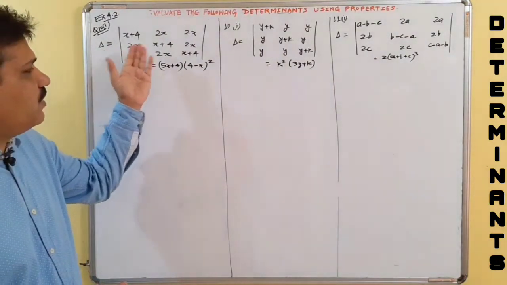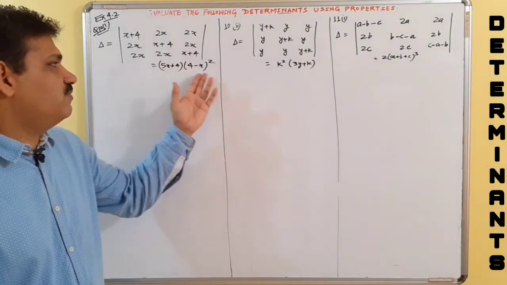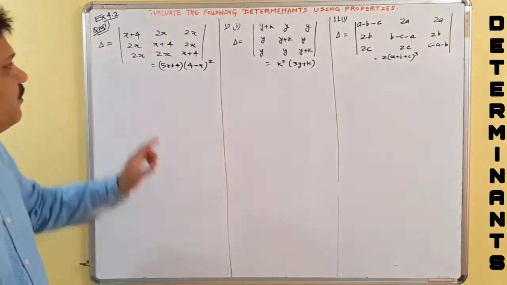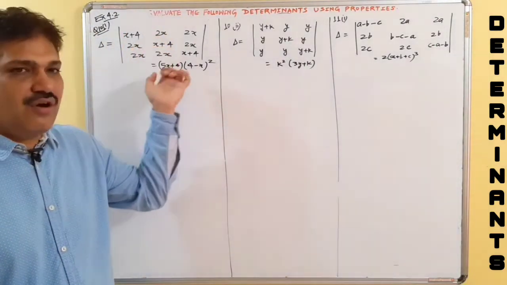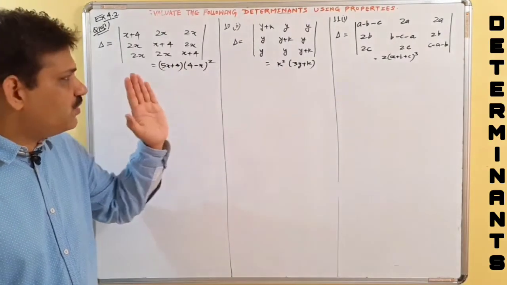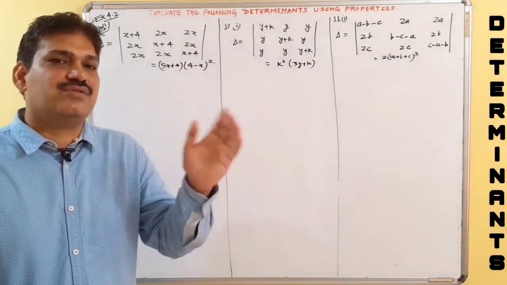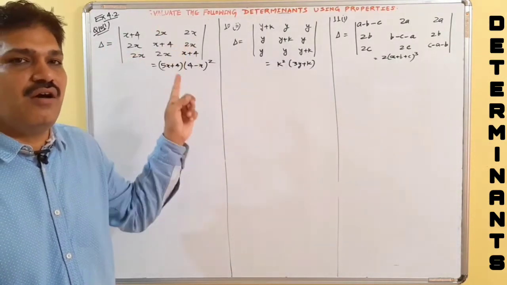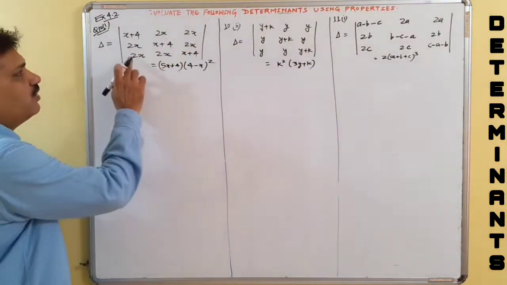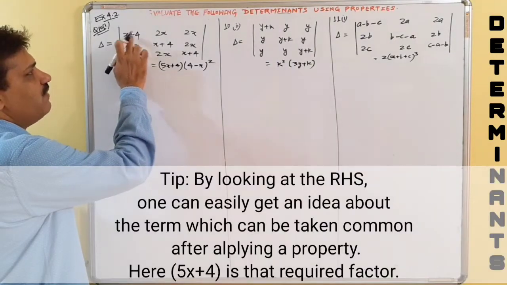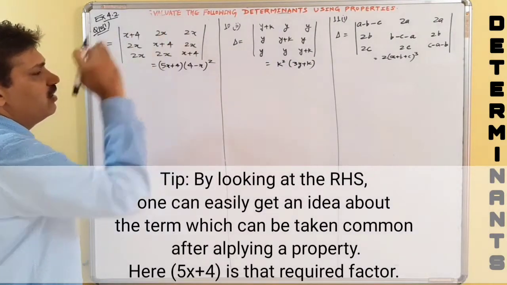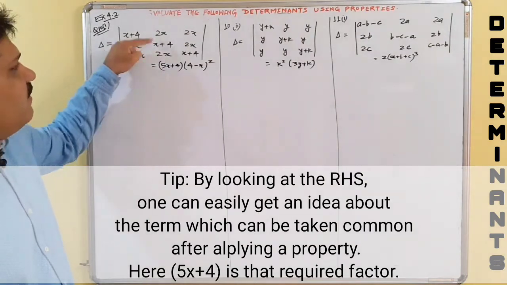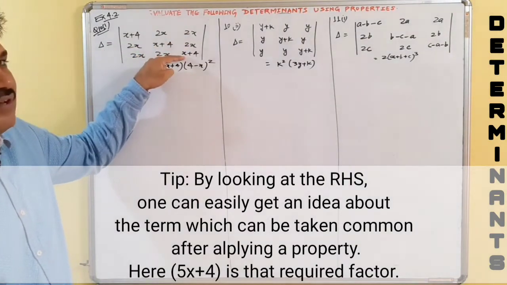We are using properties of determinant, we are to prove that this determinant is equal to this. See, here we do not have all ones in a row or column. So what we do is we apply some transformation so that we can get all the identical elements in a row or in a column. So here you can observe that 2x plus 2x, 4x plus 1x, 5x plus 4. If I add the elements column wise, I get 5x plus 4, 5x plus 4, here also 5x plus 4.